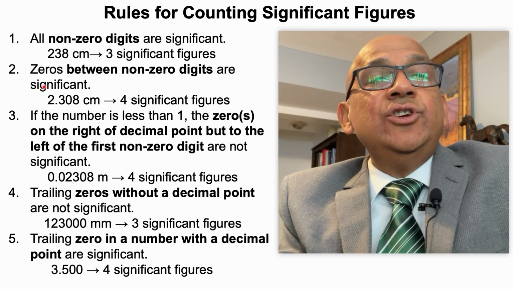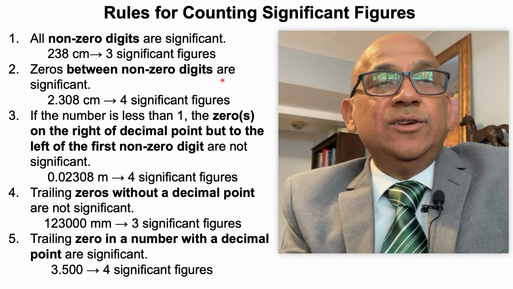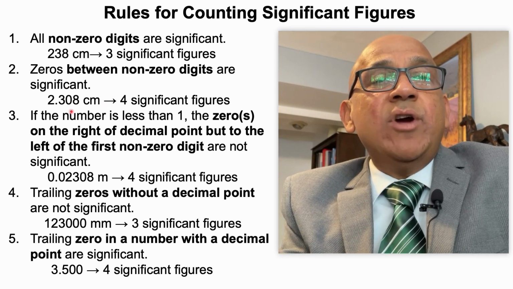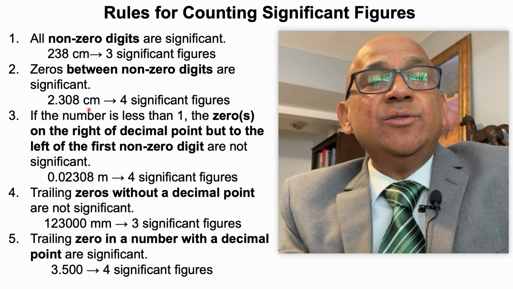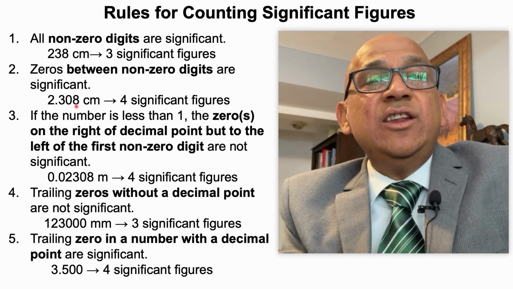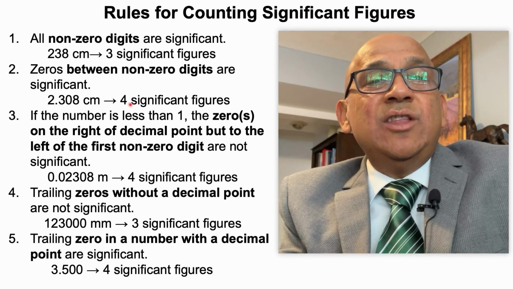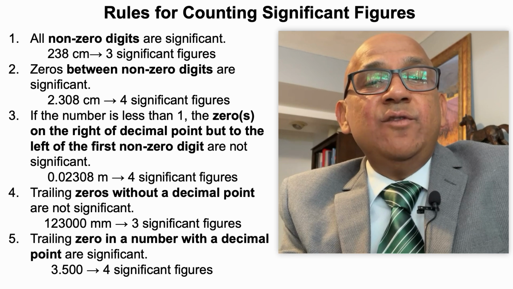Second rule is zeros between non-zero digits are significant. So here in this number 2.308 centimeter, you see even though there is one zero, it is in between non-zero digits, so this is also significant. So this number has four significant digits.